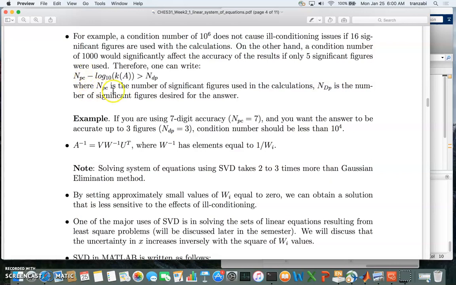Okay, so let's call NPC the number of significant figures in the calculations, and NDP, by the way, this should be a little d, the number of significant figures in the solution. Then we can find how many digits we have to use to record the elements of a matrix. So an example here: if you're using 7-digit accuracy, then NPC is 7, and you want a solution with 3 decimal digit accuracy, then NDP is 3. The difference is going to be 4. That means the condition number has to be 10 to the 4 or less. If the condition number is bigger than 10 to the 4, we cannot get 3 accurate decimal digits in the solution. So that's basically a rough estimate relating the number of digits in the solution, in the matrix, and the condition number.